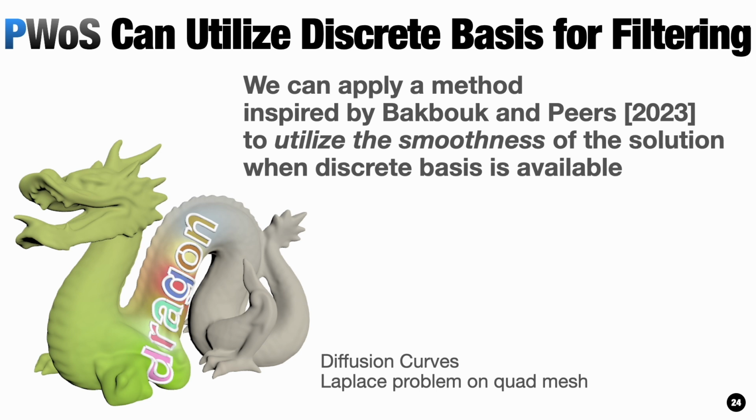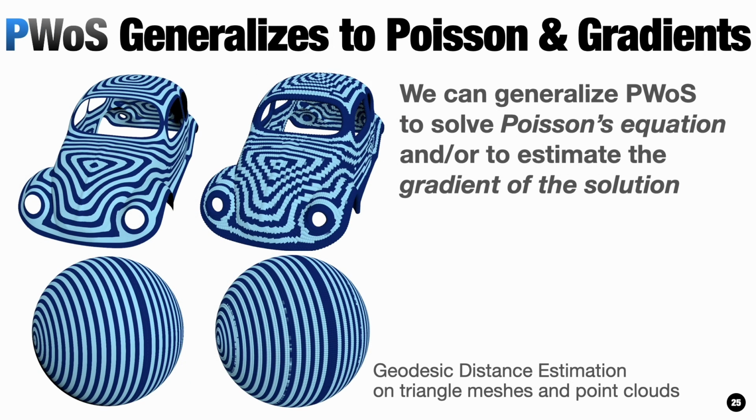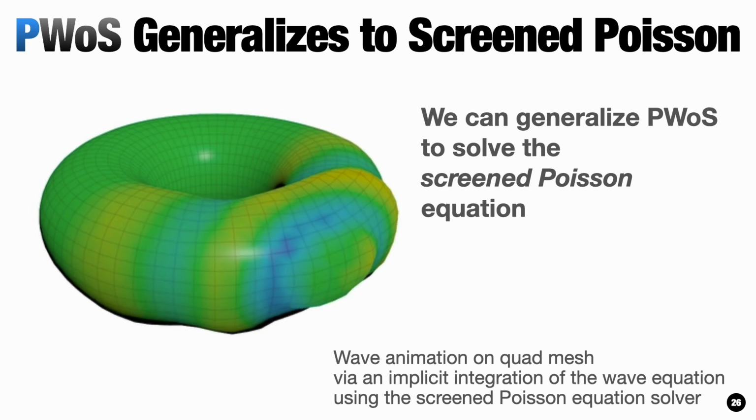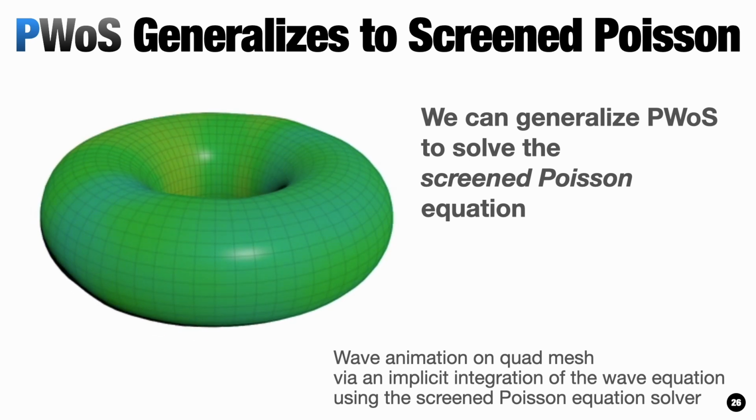If a discrete basis is available, our method can utilize that to filter the solution on the surface to get a less noisy solution. We use this filtering method in this example scene with a quad mesh surface. We can generalize projected walking spheres to Poisson equations and gradient estimates, which enables these geodesic distance computations. Our method can also solve the screened Poisson equation. We apply an implicit time integration to the wave equation to get the screened Poisson equation and then solve it with our method.